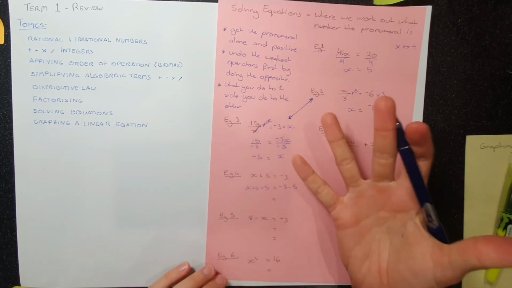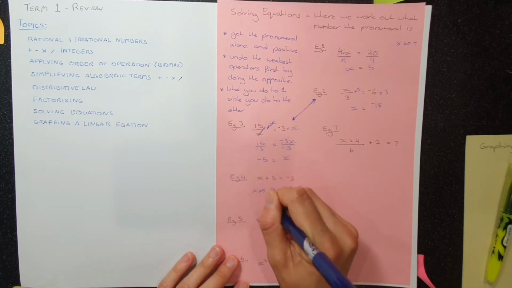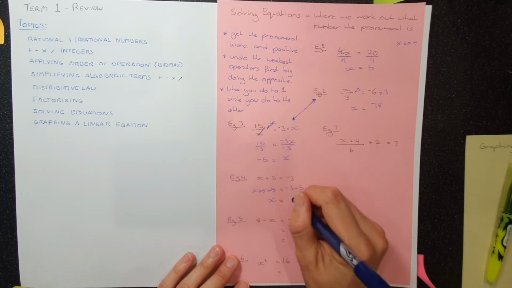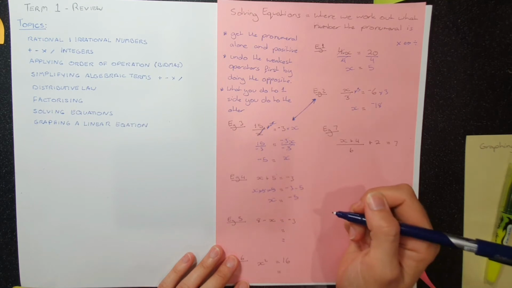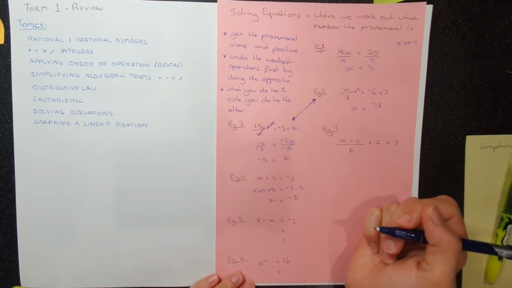If I get something, can I add 5 and then take it away again? I'm back to where I started. So they cancel each other out because they're opposites. And -3 take 5 is negative 8. Negative 8, not negative 5.